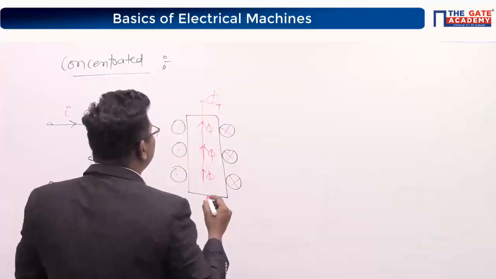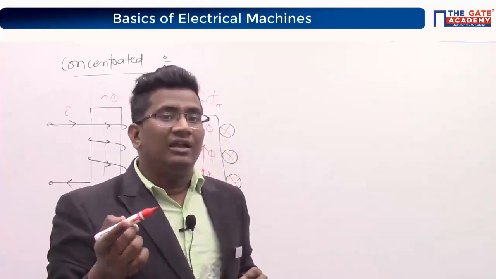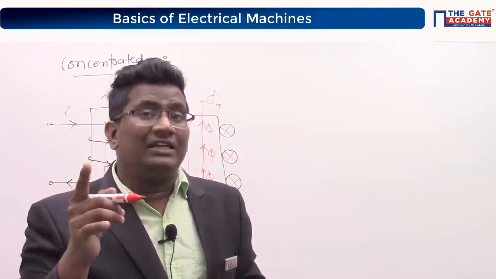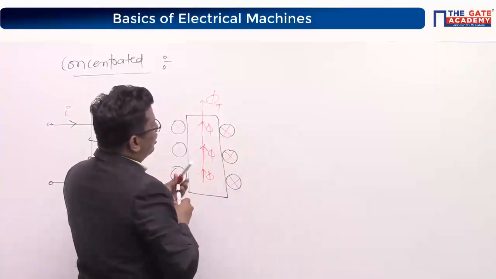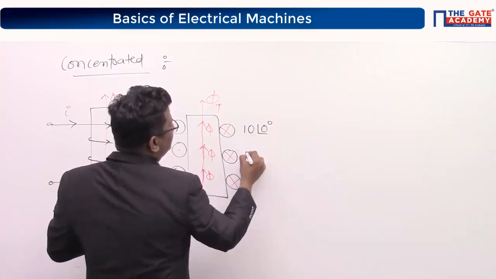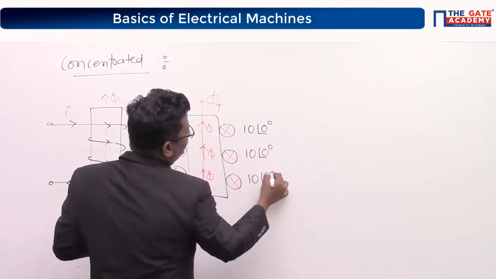0. Flux is there, which means induced EMF will definitely be there. Whenever flux cuts the conductor, EMF will be induced. Let us say this one produces 10 at an angle of 0 degrees. This is also producing 10 at an angle of 0 degrees. This is also producing 10 at an angle of 0 degrees.